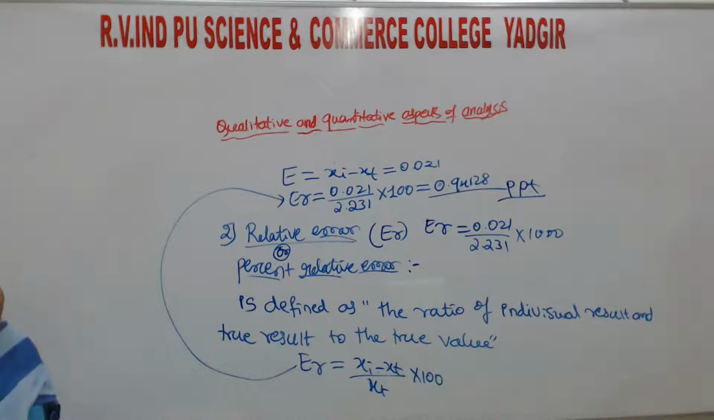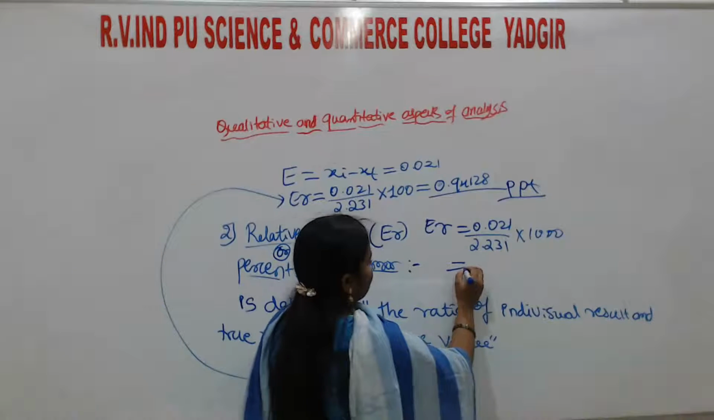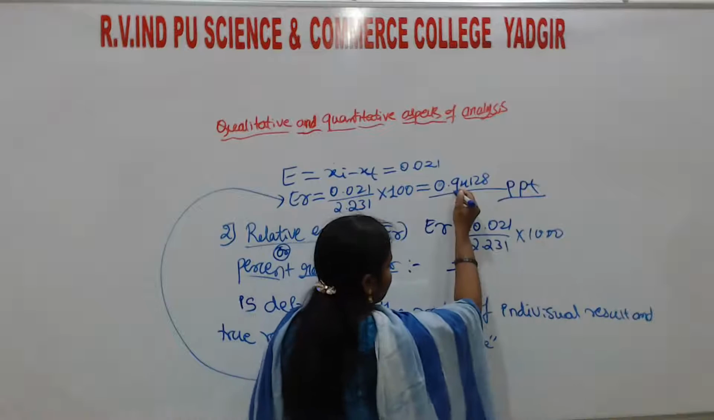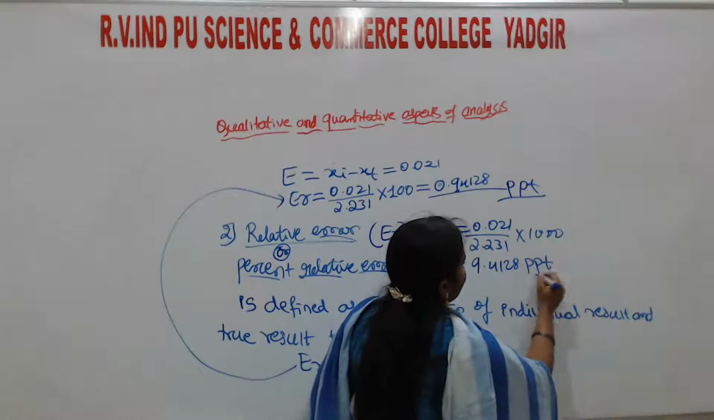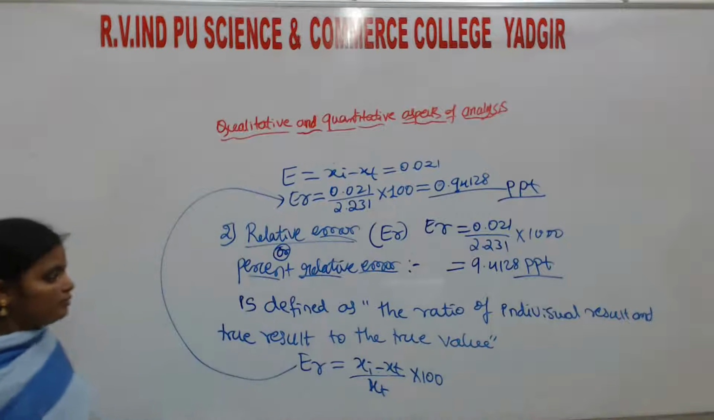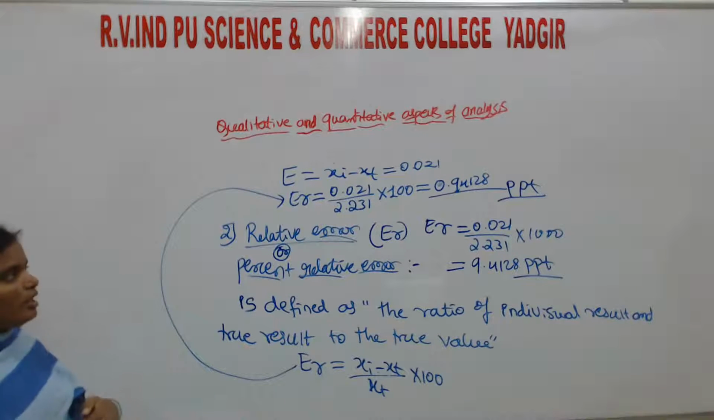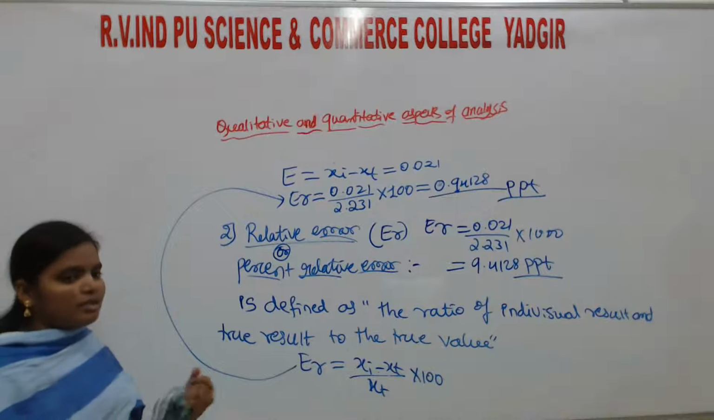Then the value we get is 9.4128 ppt. Multiplying by 100 gives 0.94, and multiplying by 1000 gives 9.4128 parts per thousand. These are the absolute error and relative or percent relative error, which are expressed in explaining accuracy.